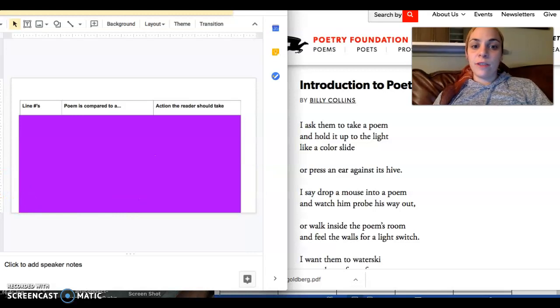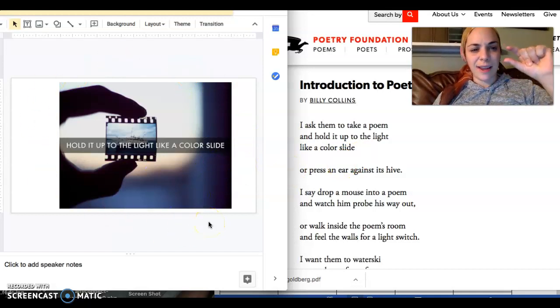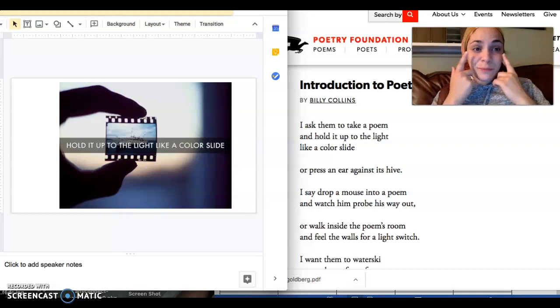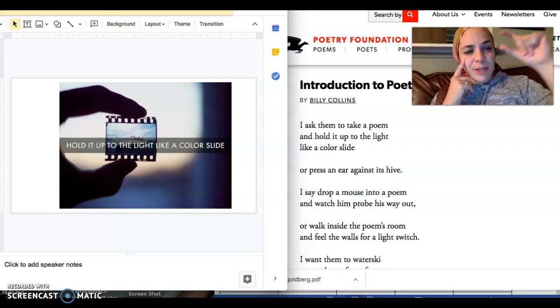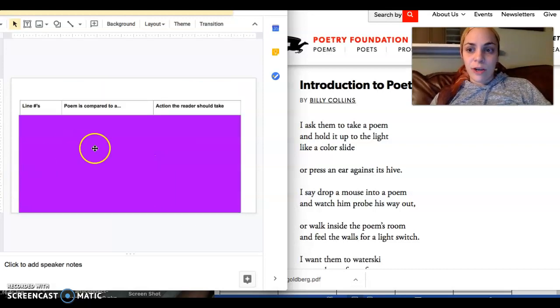Okay, first, I ask them to take a poem and hold it up to the light like a color slide. So here we have the picture of holding up to the light like a color slide. So that is imagery using which sense? Sight, because we're looking at the color slide with the light. Now let's go to our chart.